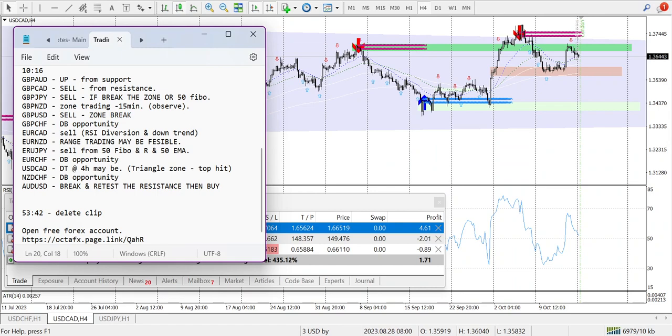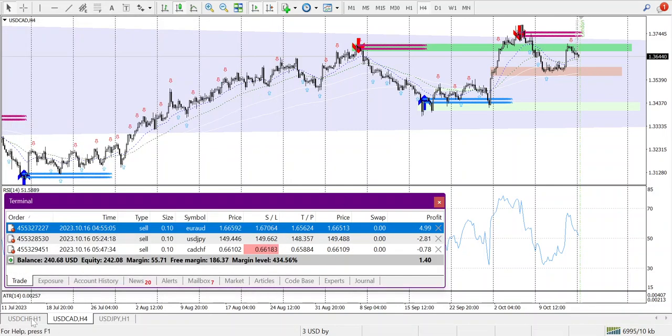USD CAD, have you been using CAD? Yeah, double top at 4 hour maybe. So it can go up at this double top at 4 hour, then it can come down. Then I will take the trade. Okay, triangle zone top hit, obviously. So I'm not taking a trade right now. I was lost, so I made this note.